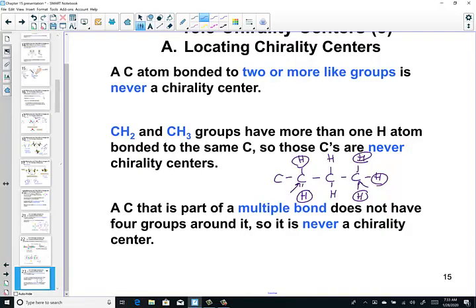And you know what that also means? If you have a multiple bond, like carbon to carbon, that will never be chiral because it's leading to the same atom twice. Even if it's a triple bond, you can see that that would never be chiral. So we're looking for 4 single bonds around a carbon atom that leads to 4 unique groups. That will create a chiral center.